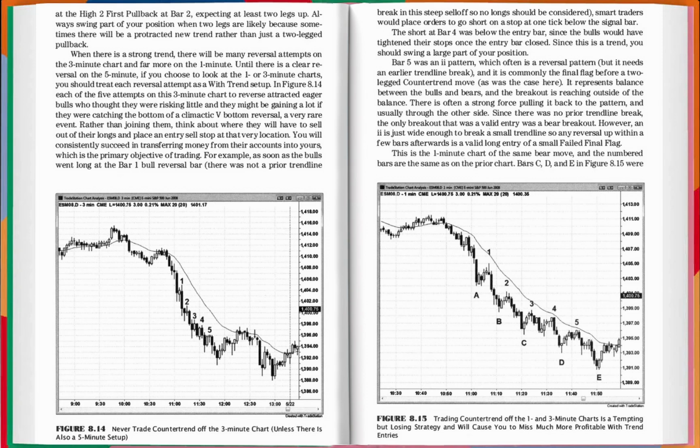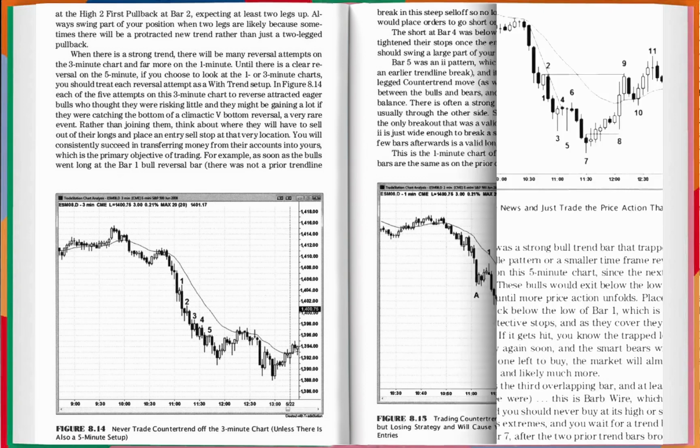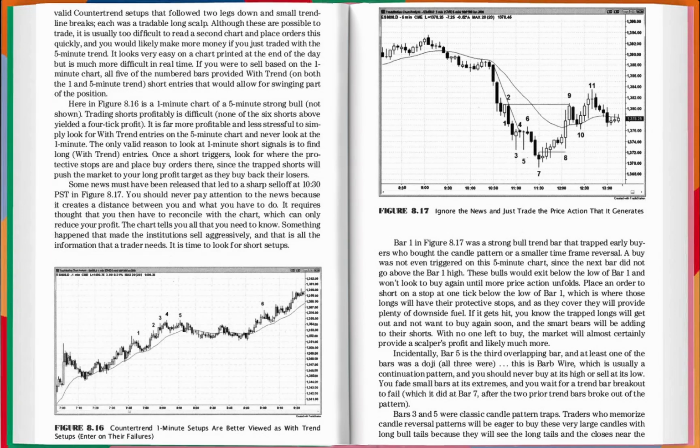This is the 1-minute chart of the same bear move, and the numbered bars are the same as on the prior chart. Bars C, D, and E in Figure 8.15 were valid countertrend setups that followed 2 legs down and small trendline breaks. Each was a tradable long scalp. Although these are possible to trade, it is usually too difficult to read a second chart and place orders this quickly, and you would likely make more money if you just traded with the 5-minute trend.